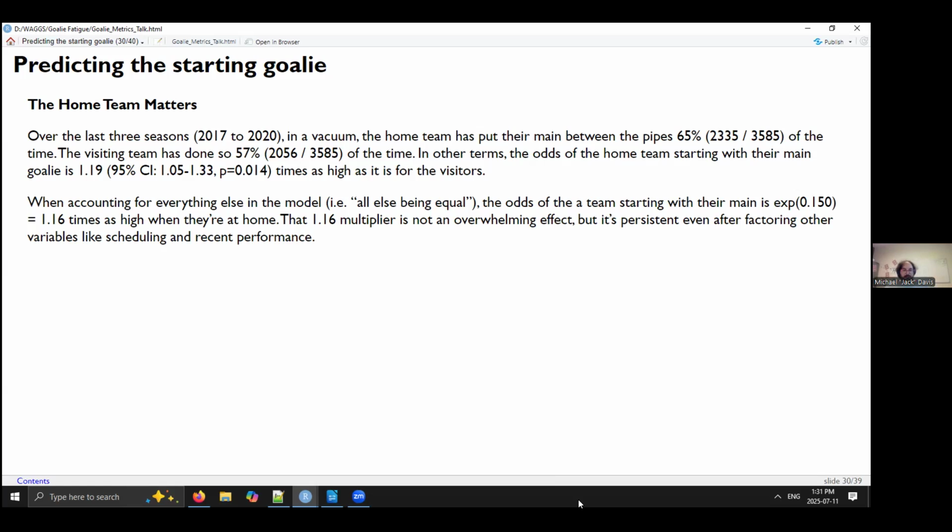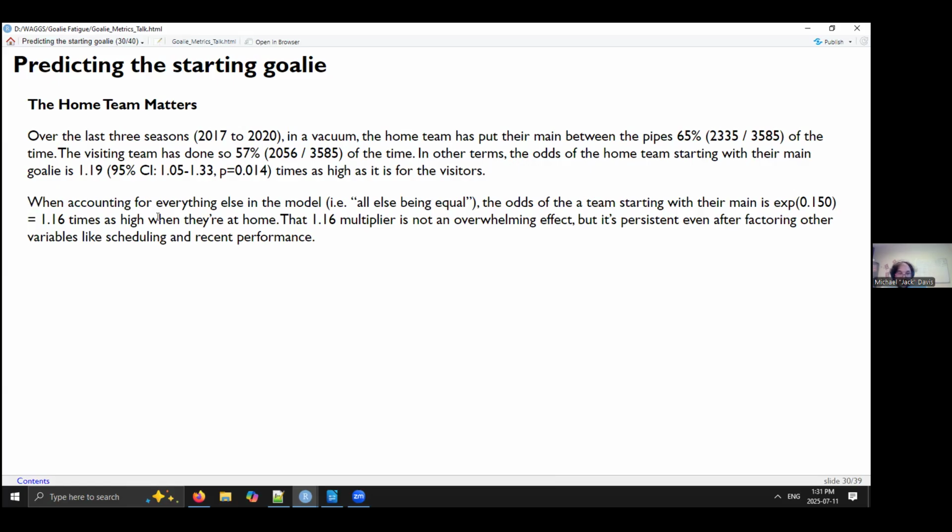Over the last 3 seasons, in this case 2017-18 to 19-20, in a vacuum, the home team puts their main goalie out more often than the visiting team does. So 65% versus 57%. That's statistically significant, and it's practically significant too. That's nothing to sniff at.